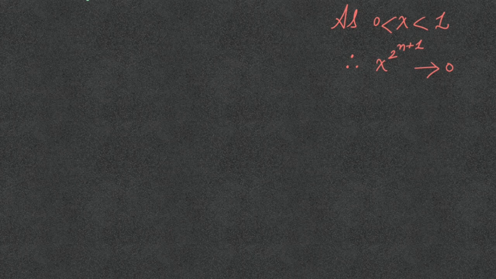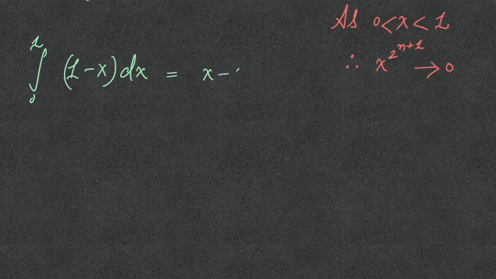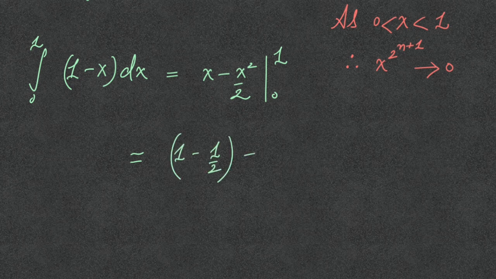So therefore the limit starts from 0 to 1, we get 1 minus x into dx, and on integration we get x minus x square by 2, integration from 0 to 1, applying the upper bound and lower bound we get 1 minus 1 by 2 minus 0. So 1 by 2 is the answer.